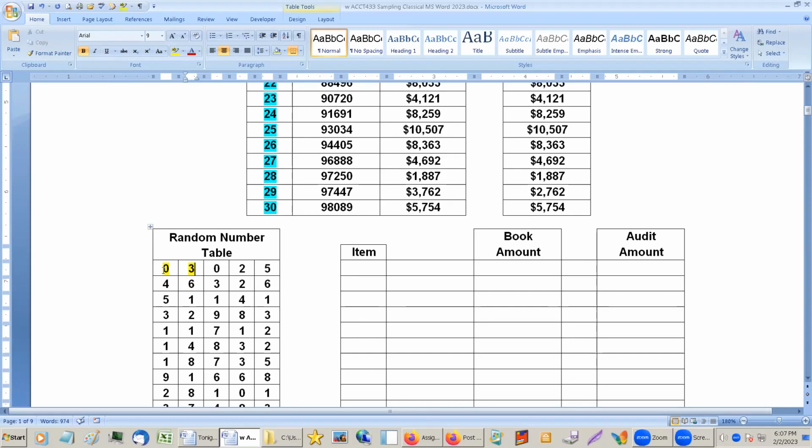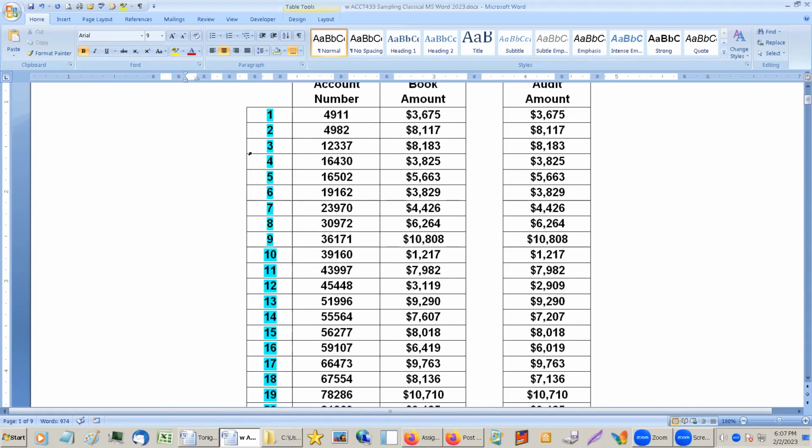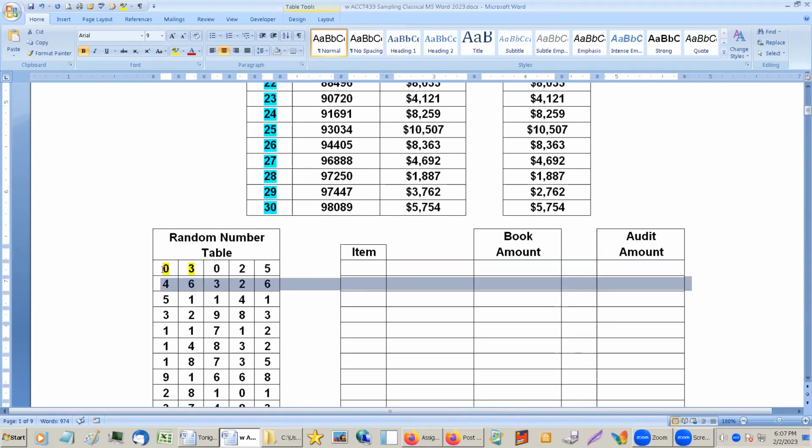So on the random number table, it says 0, 3. So we are going to pick item number 3. That's gonna be our first item that we pick. And these are all random numbers. And by the way, actually, there's a random digit table, is maybe a better term for it, because each digit is random.